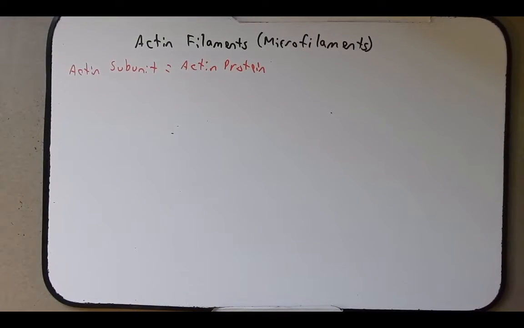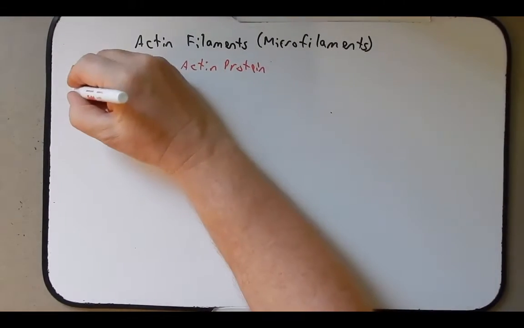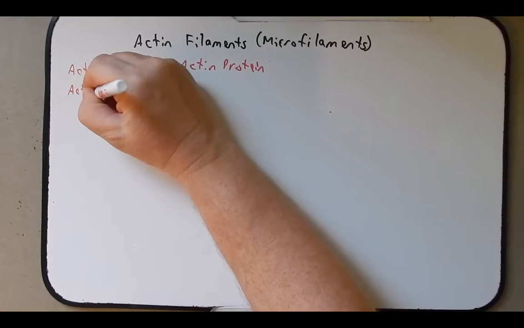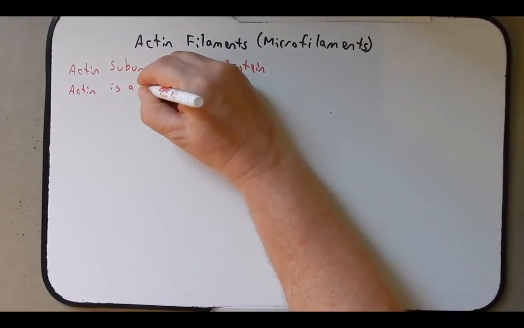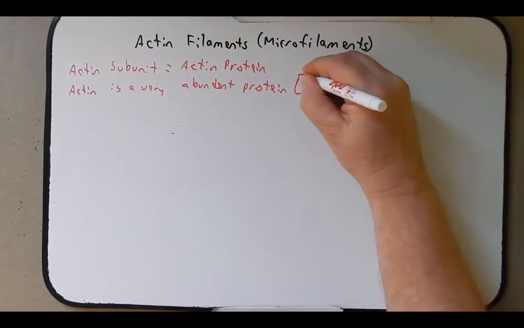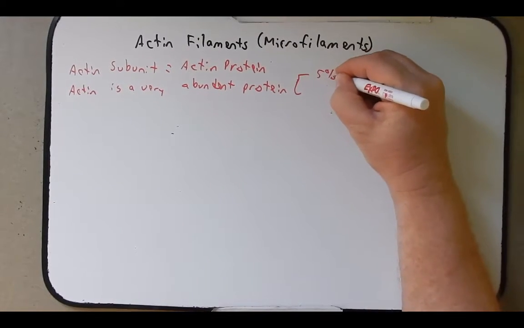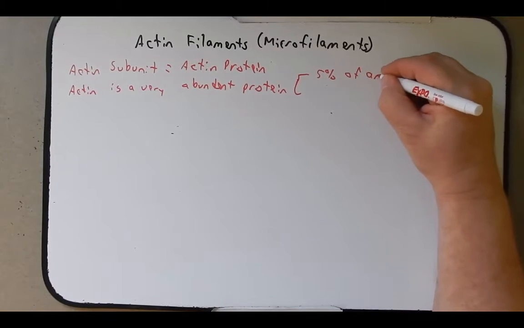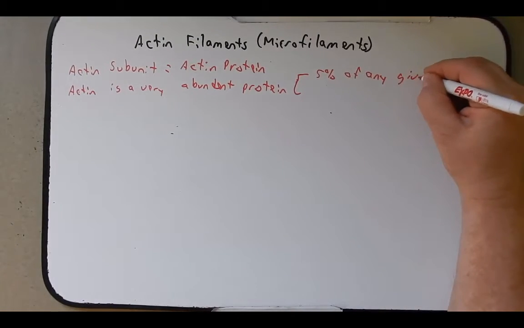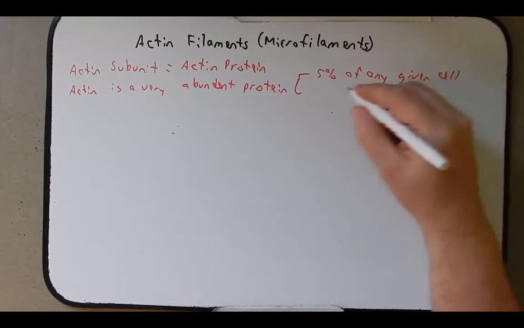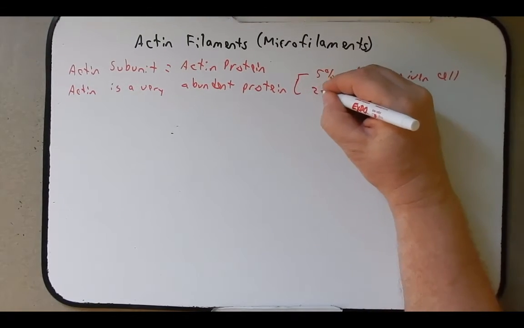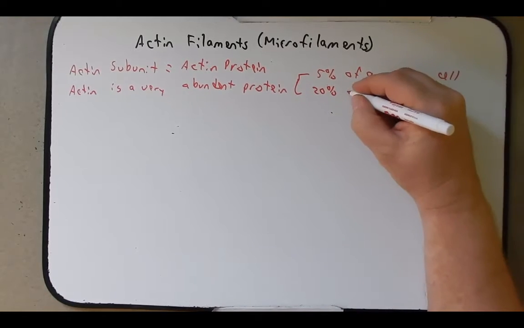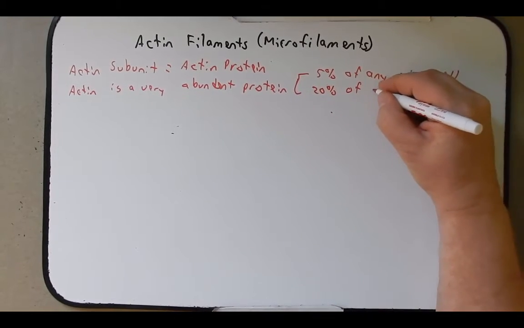As we begin to think about actin and its role, I want to mention that actin turns out to be a very abundant protein. It's about 5% of any given cell, or I should say at least 5%. In some cells, like muscles, it's 20% of all proteins.